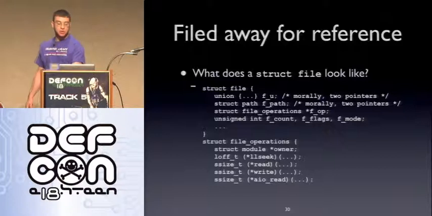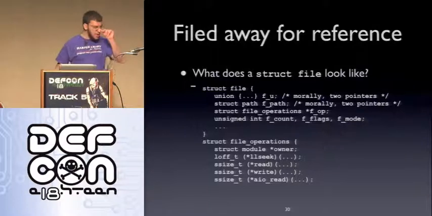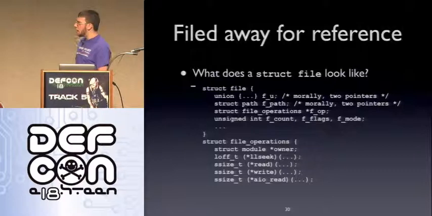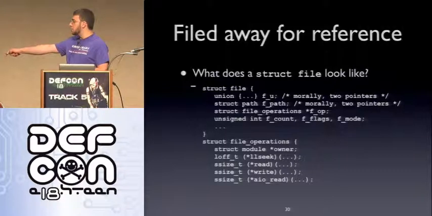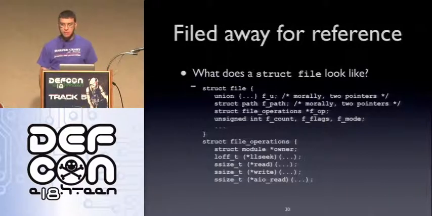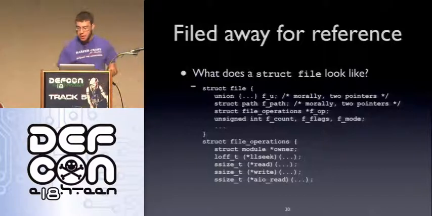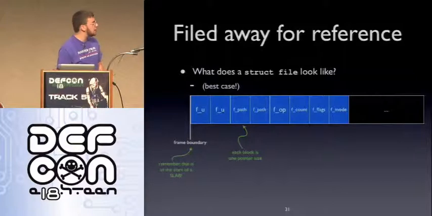So this is a pointer to the file operation structure for this specific file, for this specific FD that we have open. And by the way, what does a file operation structure look like? Well, it's just an owner and a list of function pointers. Following fop is fcount, the number of times it's open, flags, some generic stuff about the file descriptor, and fmode, the mode that it was opened with, and then a whole bunch more after that too. But let's take a best case scenario here.